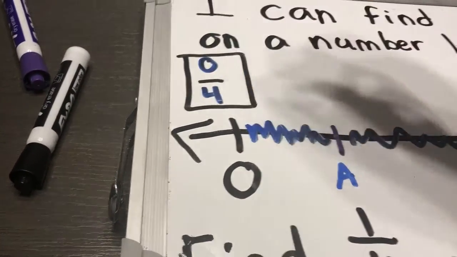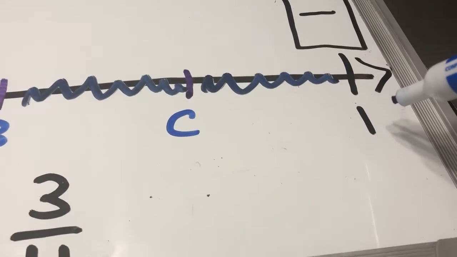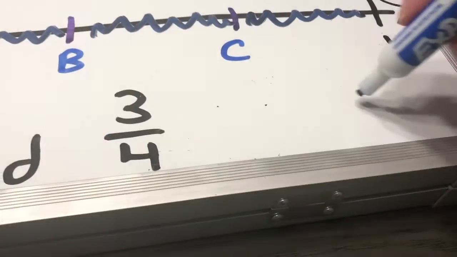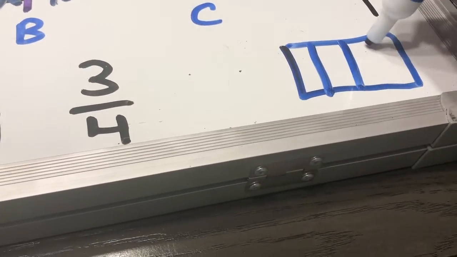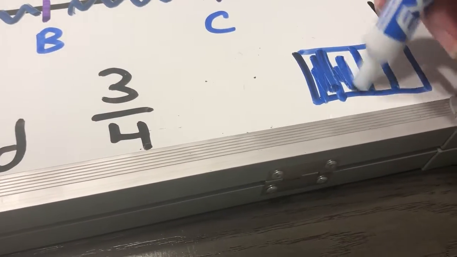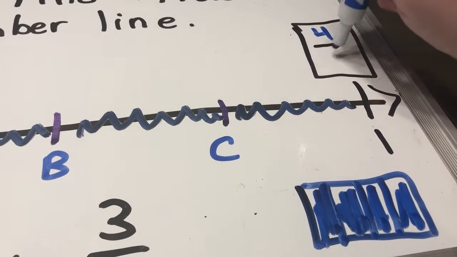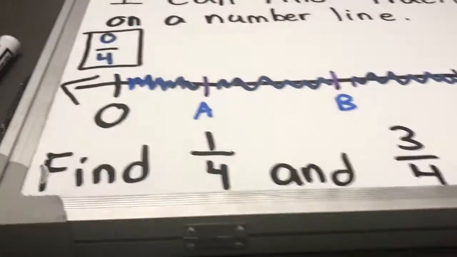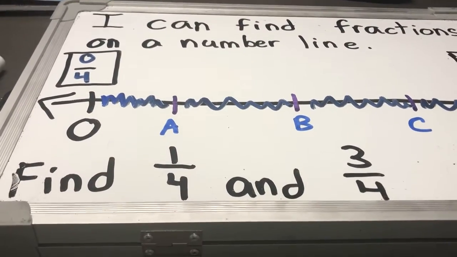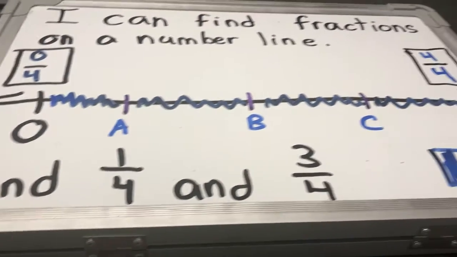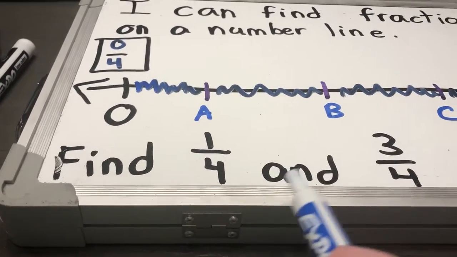I have 0. Now, go back to our next number. That's a whole number. We have 1. And when I have one object that has 4 equal parts, we have 1, 2, 3, 4 parts. 4 out of 4. But our target tells us that we need to find fractions on the number line. We did find these 2 fractions, but down here we have to find 1/4 and 3/4.